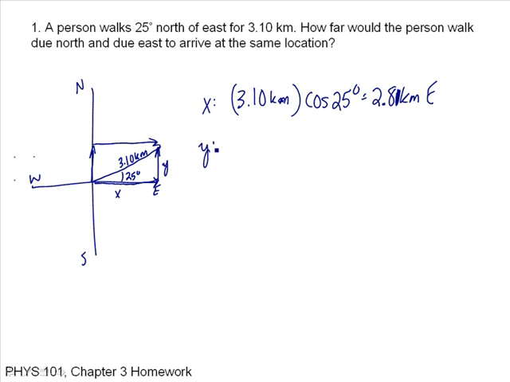And then the y component of the displacement is 3.1 kilometers times the sine of 25 degrees, and that is equal to 1.3 kilometers to the north.